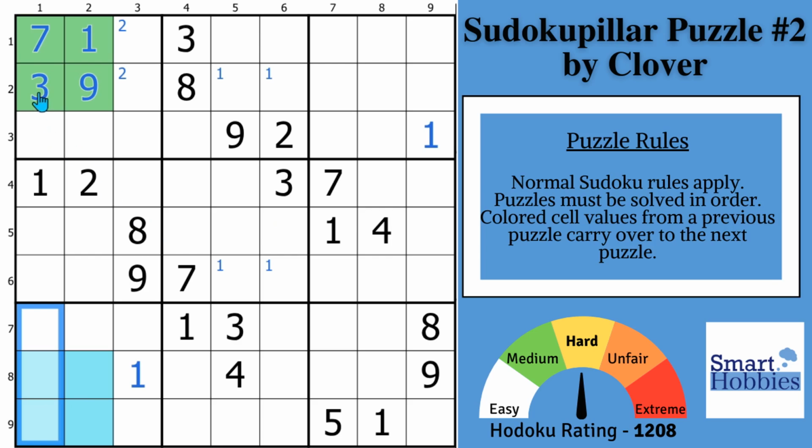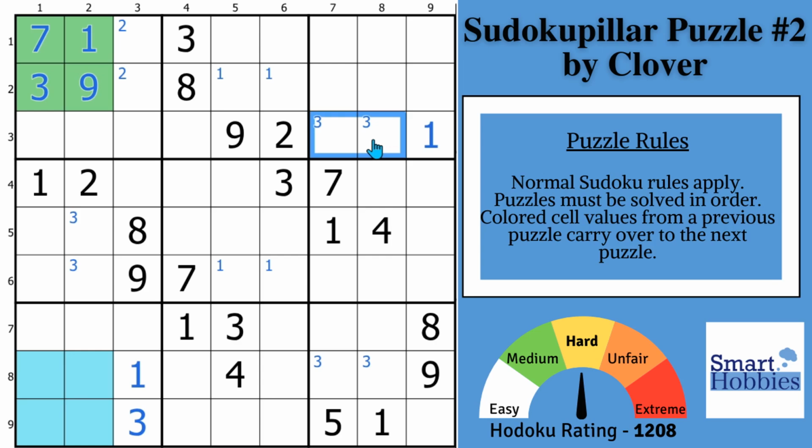But if you go to 3s, with this 3 and this 3, 2 places for a 3 in block 4. That's a pointing pair to go with this 3 and the 3 cutting across the row. There's only 1 place for a 3 in block 7. And then with these 2 3s, you can put Snyder 3s here in block 9. And then with these 2 3s, you put Snyder 3s here in block 3.